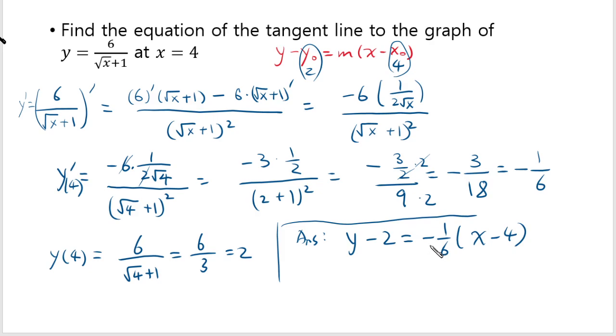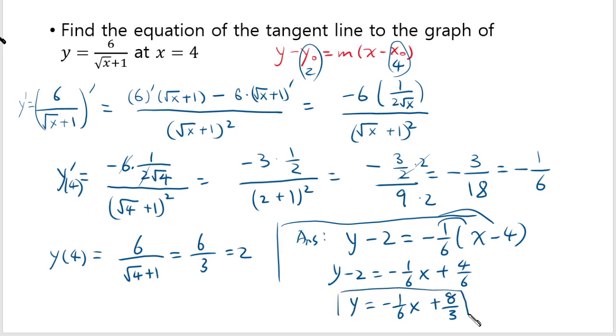Now, you want to simplify this by turning it into slope-intercept form. So y minus 2 is negative 1/6 x plus 4 over 6. So y is equal to negative 1/6 x. 4 over 6 is 2/3. 2/3 plus 2: what's 2 and 2/3? 2 is 6 over 3, so 2 and 2/3 will be 8 over 3. And by the way, in pre-calculus and calculus, we always try to use improper fractions over mixed fractions. So that will be your final answer.